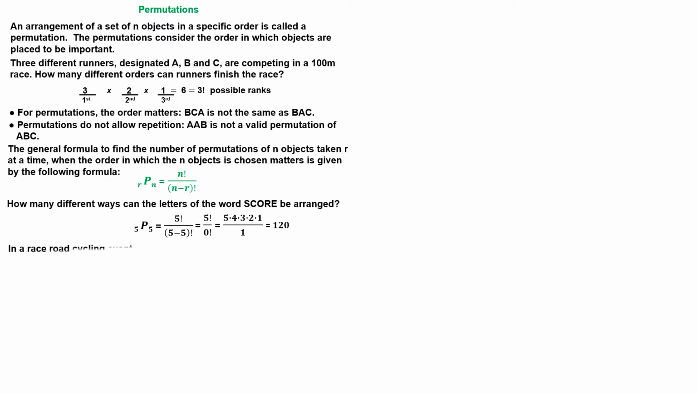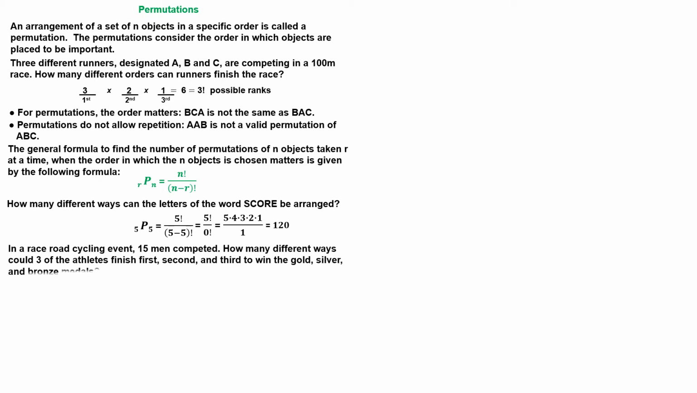In a road cycling event, 15 men competed. How many different ways could 3 of the athletes finish first, second, and third to win the gold, silver, and bronze medals? Since each winner will receive a different medal, the order is important. We must find the number of permutations of 15 things taken 3 at a time. So n equals 15 and r equals 3.